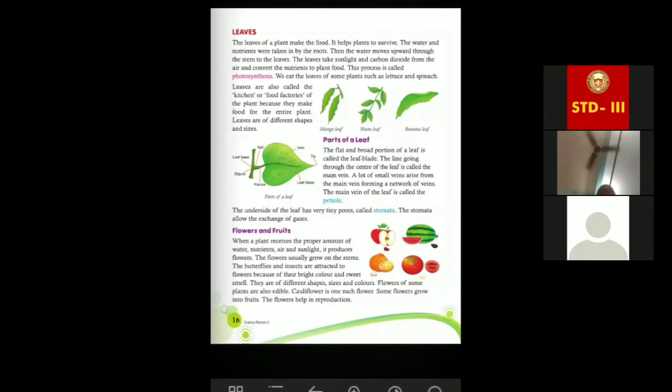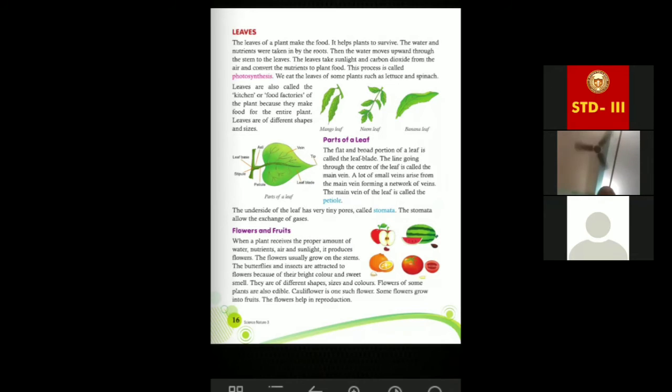So the process by which we make our food is called cooking. We all know that. Just like that, the process by which plants make their own food is called photosynthesis. And suppose when we make our food, we need different things, like if we are making rice, we need the rice and we need water, then we need to boil it, we need fire, right?